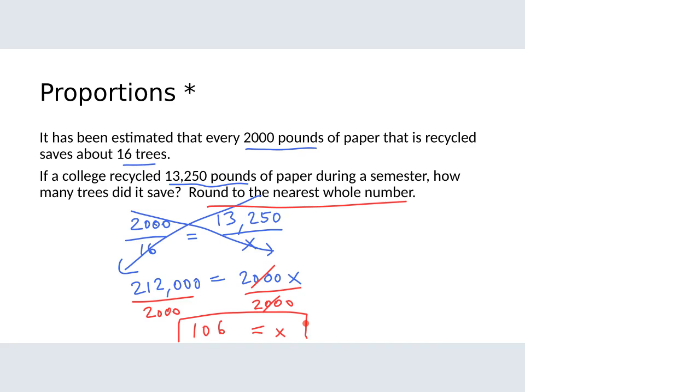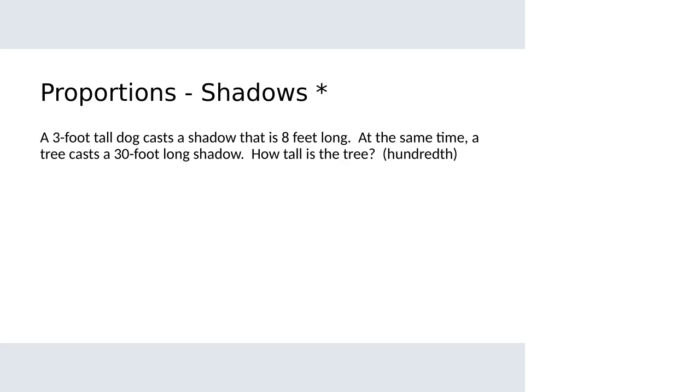Here's one that's a little bit different. A 3-foot tall dog casts a shadow that's 8 feet long. At the same time, a tree casts a 30-foot long shadow. How tall is the tree? And I am going to set up a poll and allow you to try this one, but I want to kind of give you a hint or a push in the right direction.